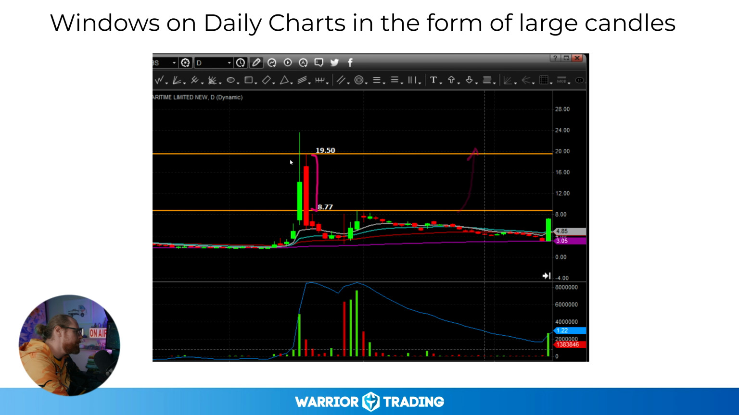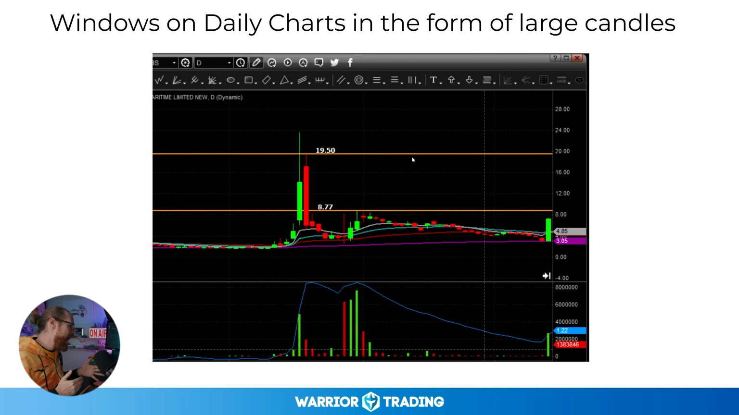And anything that happened prior to that window is negated because this broke through all of those levels. So they've already been broken. So now this is a chart where we've got a big window. And I would say there's a trigger at $8.77. If we can break that price, we've got a clear shot up to $19.50. Now, in order for us to go from $8.77 all the way to $19.50, we would need some pretty serious volume and a pretty strong catalyst.